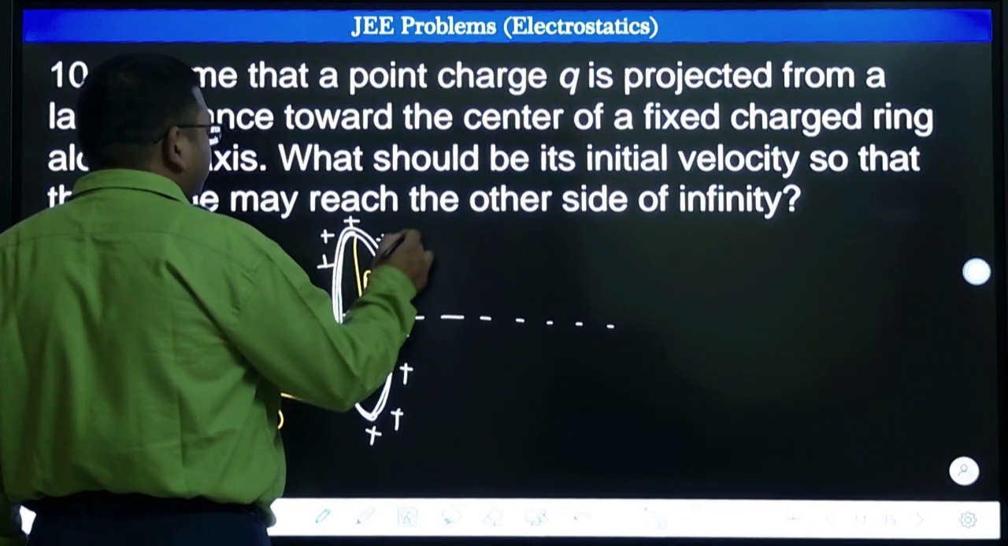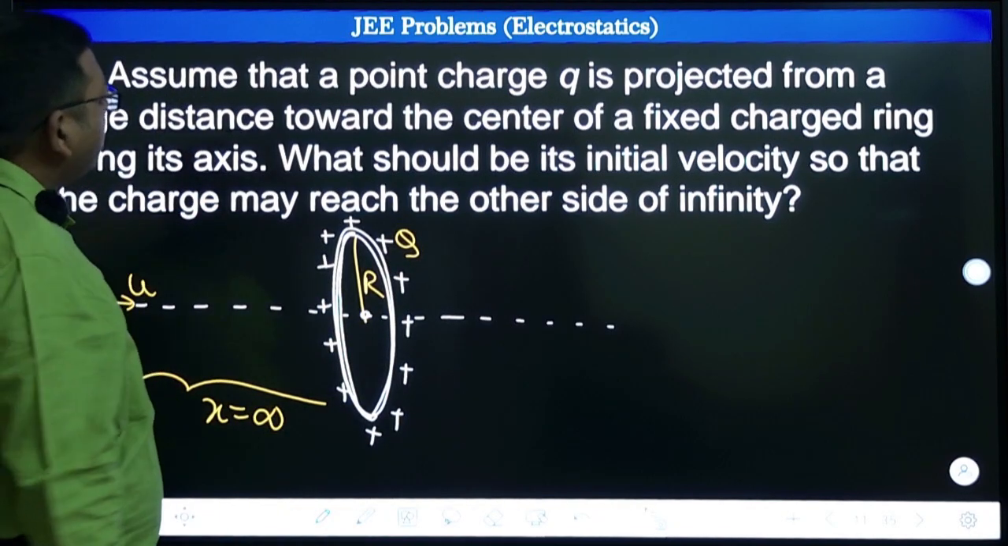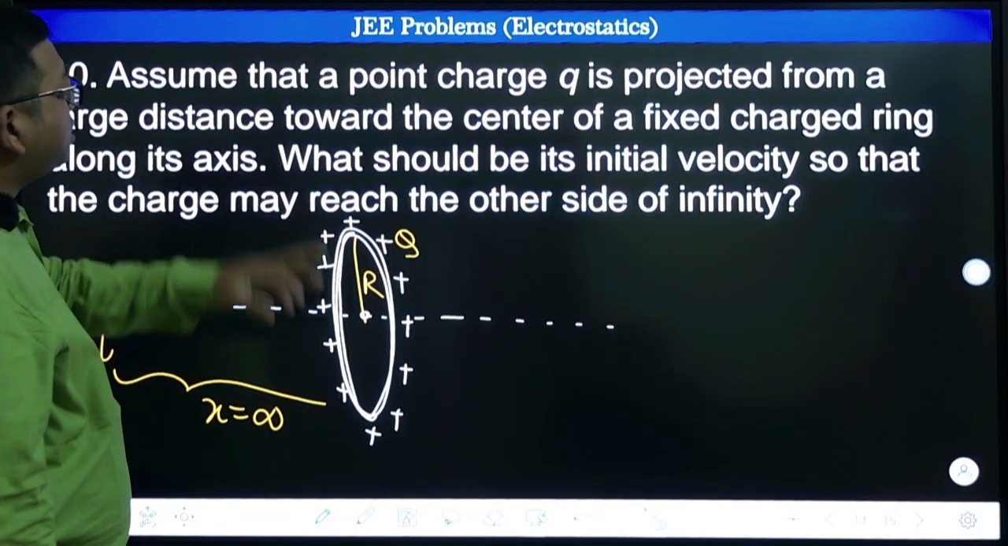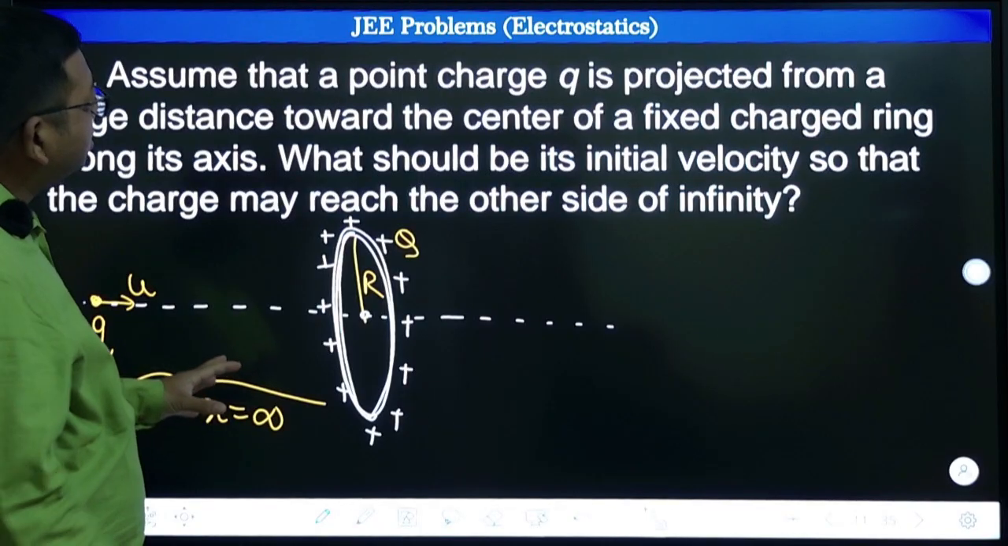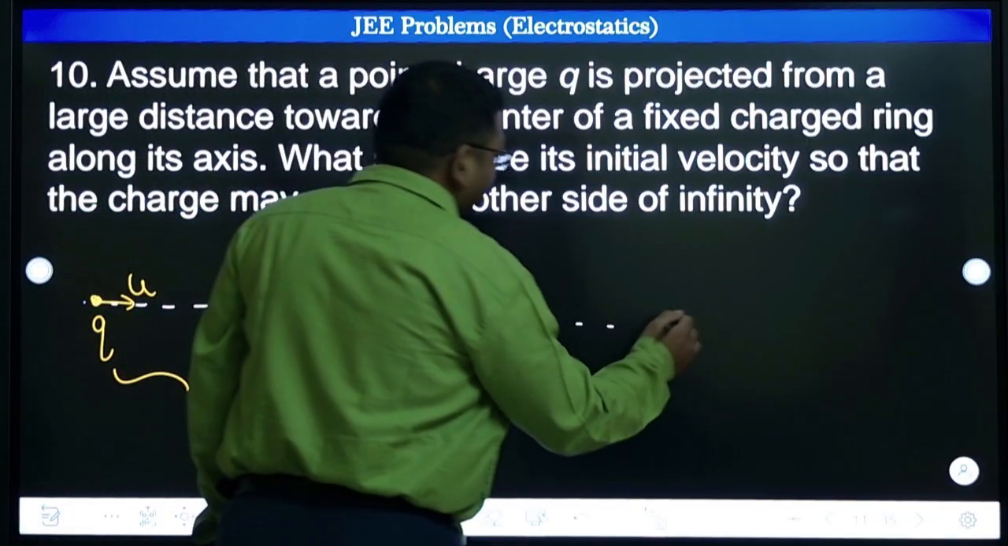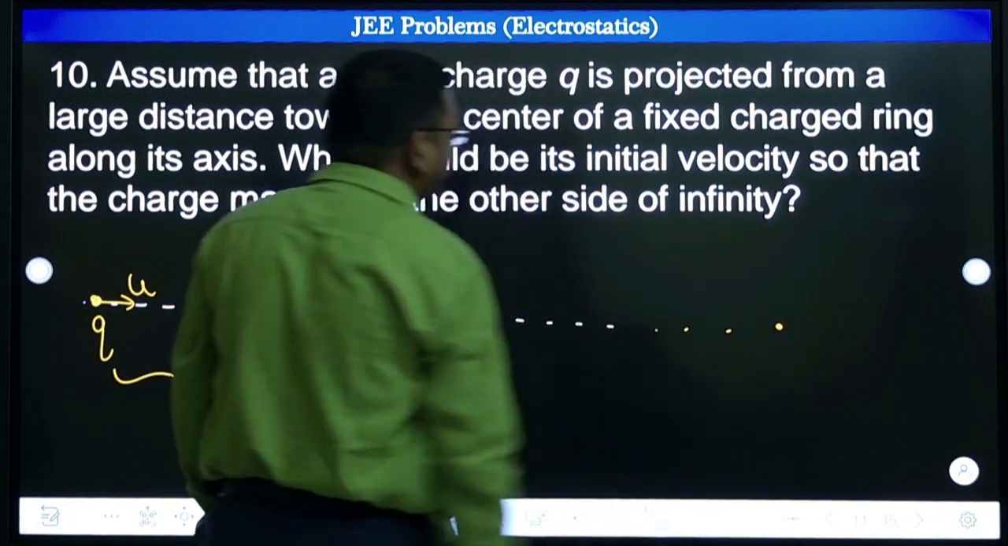This radius is r, some charge is there. Small q, capital Q, whatever you want. What should be the initial velocity so that the charge may reach the other side of infinity? Other side of infinity means that side infinity. Here it should be able to reach.